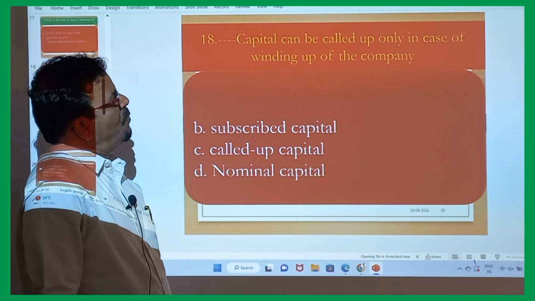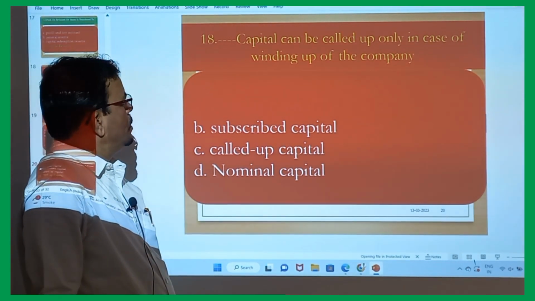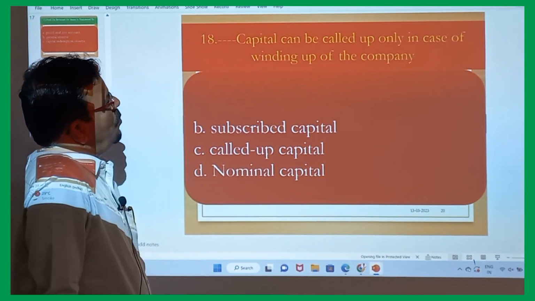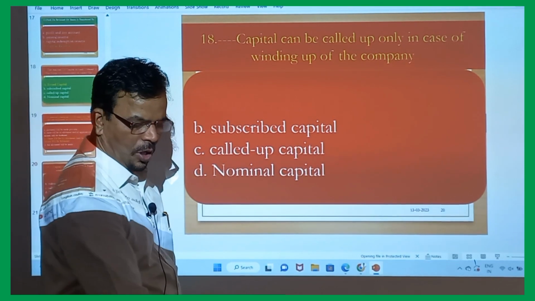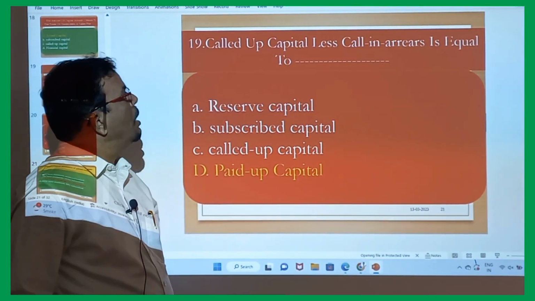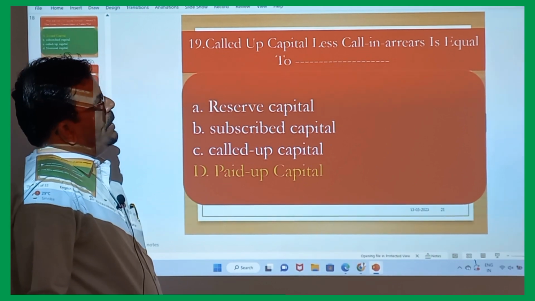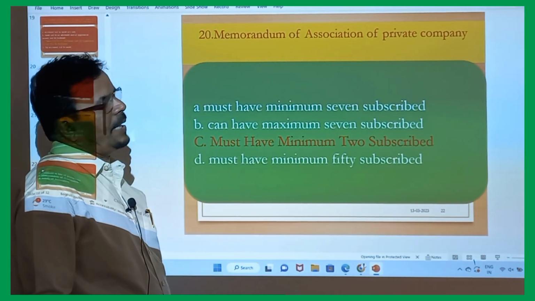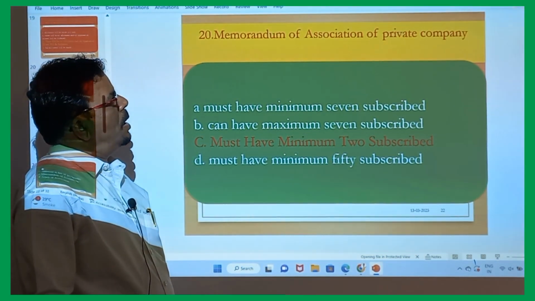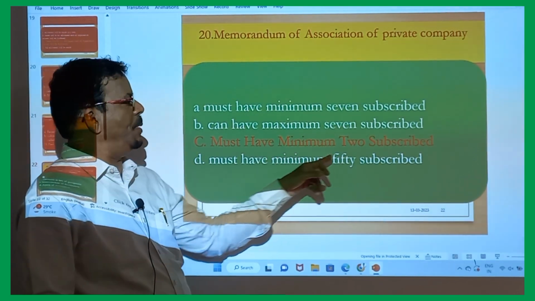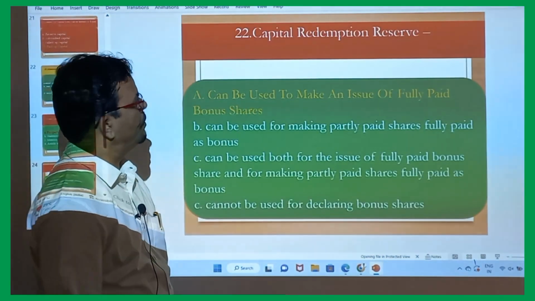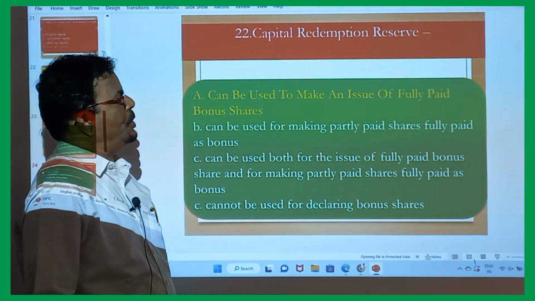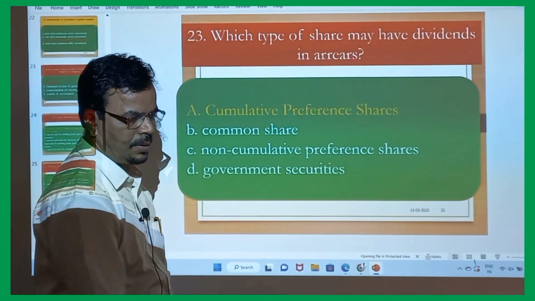Capital that can be called up only in case of winding up of the company is called reserve capital. Called-up capital less calls in arrears is equal to paid-up capital. MOA, that is the Memorandum of Association. A private company must have a minimum of 2 subscribers. Capital redemption reserve can be used to issue fully paid-up bonus shares.